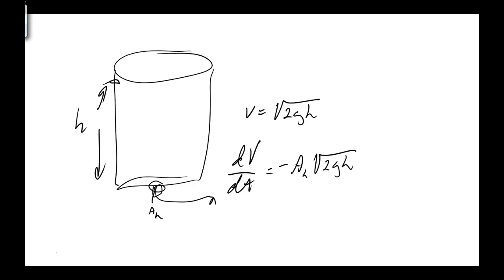Typically, they keep the diameter of the hole small compared to the tank. The size of the hole matters for the flow rate. Okay, so there's another differential equation. Now they throw another twist into it, and this is negative because your flow rate is decreasing as the height is decreasing, and so your volume is decreasing as well. So it does have a negative.